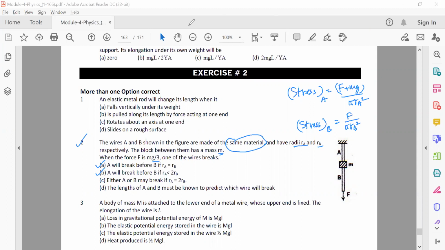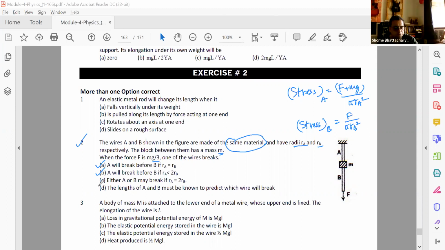And the last option is not correct because length has nothing to do with the breakage, unless of course we are taking into account the density of the wires itself. In that case, length does play a role because the stress will be highest at the top of A, as it will be the combined weight of the whole system plus F. But here we are neglecting the weights of the two wires. So Kevin, I think this question should be clear, or you have an issue with the answer key or something?